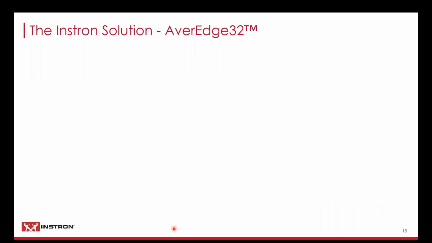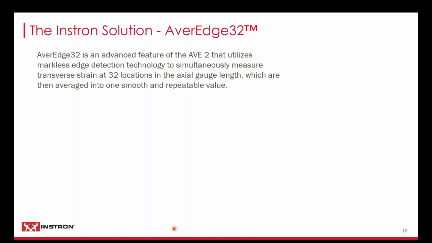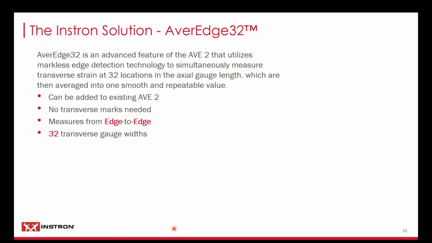So we have a solution now that builds on our video extensometer. We call it Average 32. It is an advanced feature of the AVE2. It utilizes markless edge detection technology, and it simultaneously measures transverse strain at 32 locations along the axial gauge length, and those are then averaged into one smooth and repeatable value. It can be added to the existing AVE2. There are no transverse marks needed. It measures from edge to edge. There are 32 gauge widths, and it averages all 32 values in real time, which is Average 32.